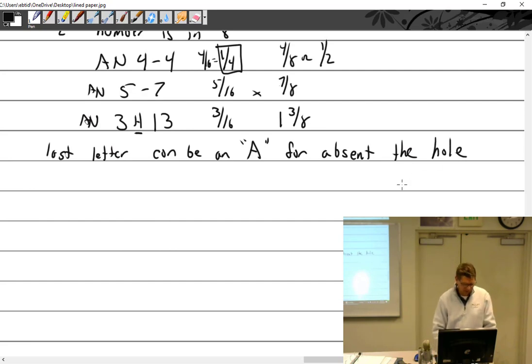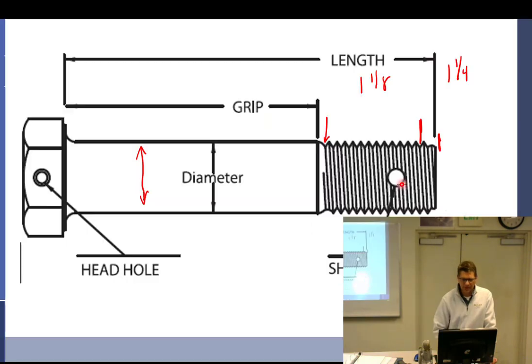What hole are we talking about? The shank hole, right there. Is this going to have an A in the part number? No. Think of it this way: standard old school comes with the hole for a castellated nut. If you're not going to use a castellated nut, then you don't have an A-hole.